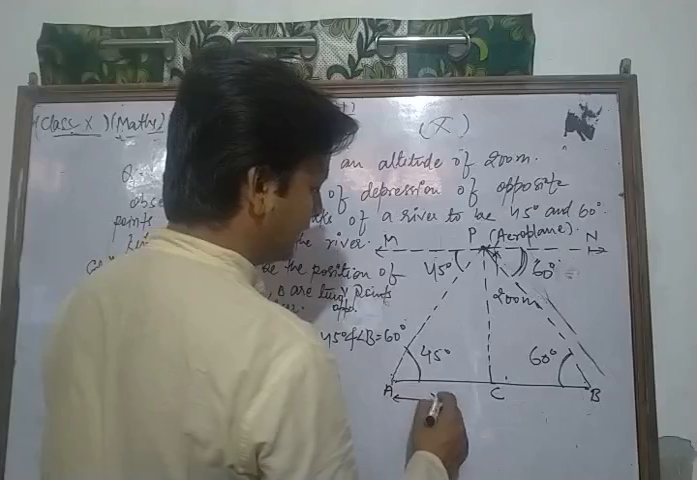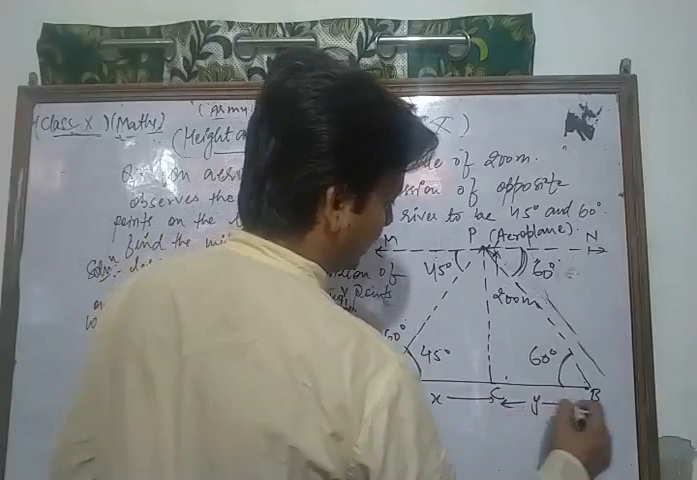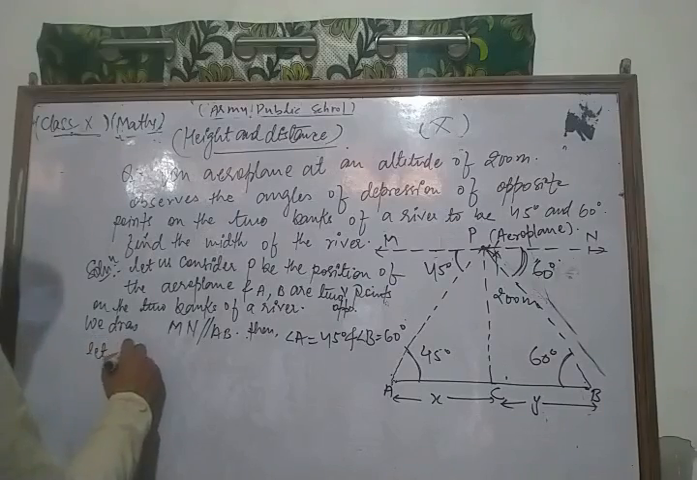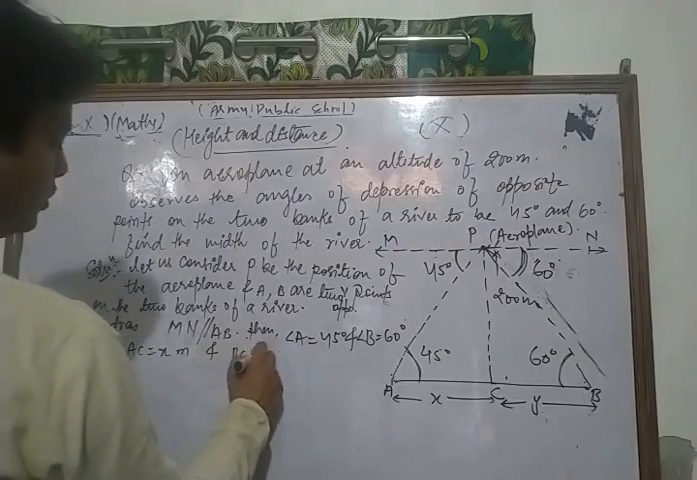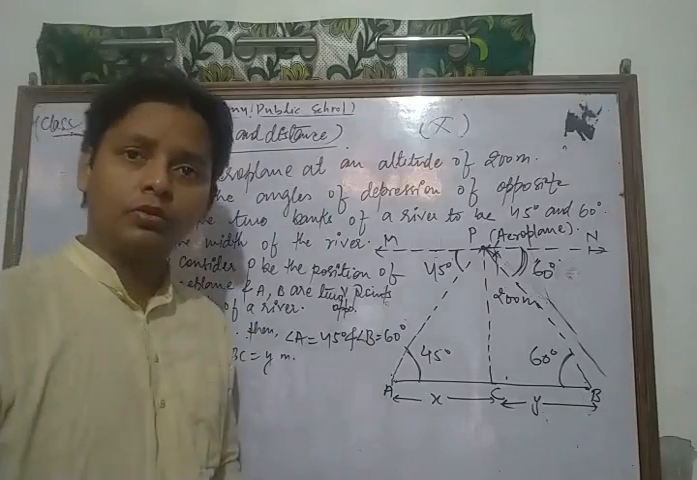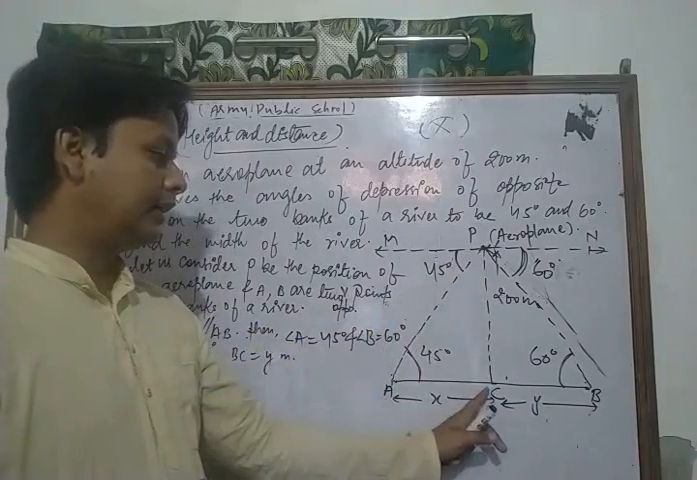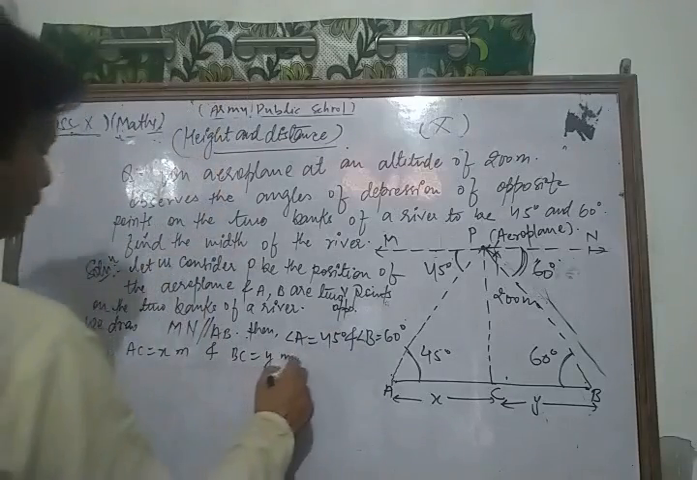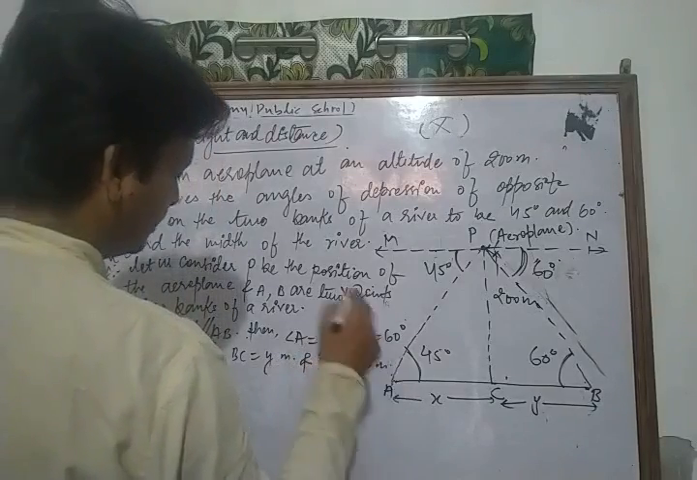Suppose that AC is equal to X meter and BC is equal to Y meter. Now let's see, first of all what do I do? First of all we take triangle PAC, and you know that PC is 200 meter.